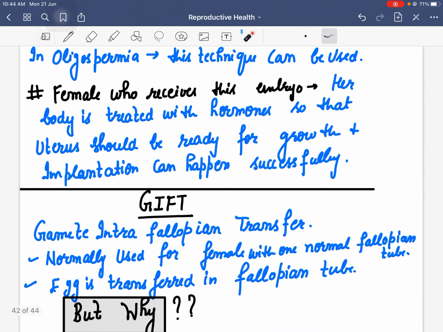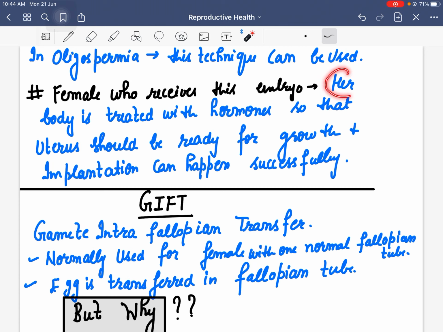Now sometimes doctors use these techniques in oligospermia also, right? The female who received this embryo, now because the embryo is being formed outside, definitely inside the body the natural hormones are not produced slightly.